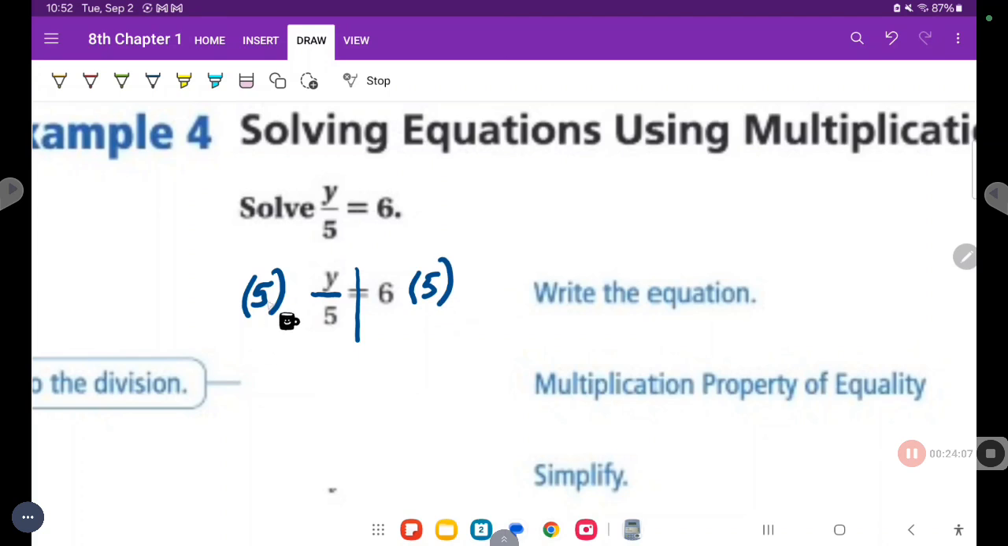So if I'm going to multiply by 5, what happens is that cancels out, and now who's happy?